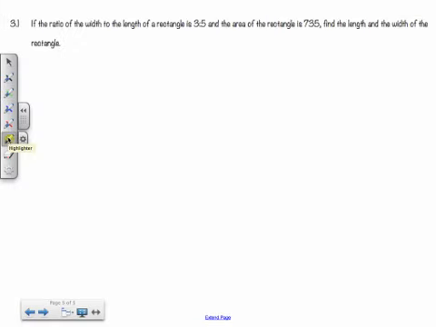All right, in number 3, I have a slightly different problem, something that you guys really haven't seen that much of before. So we're going to go over this problem and hopefully it'll make sense to you. Number 3: if the ratio of the width to the length of a rectangle is 3 to 5, and the area of that rectangle is 735, I'm asked to find the length and the width of the rectangle.